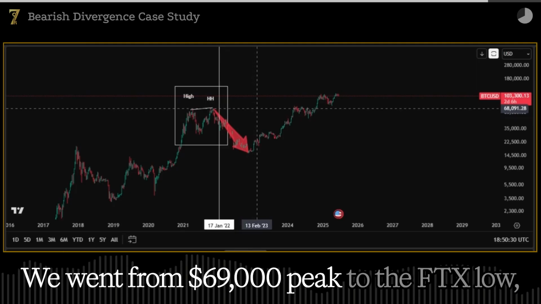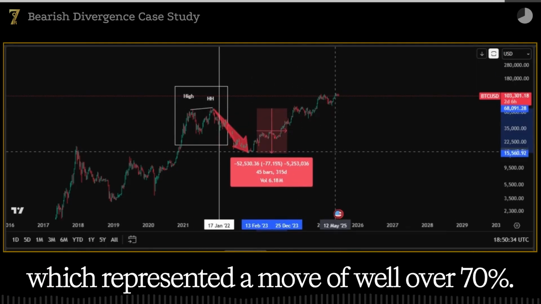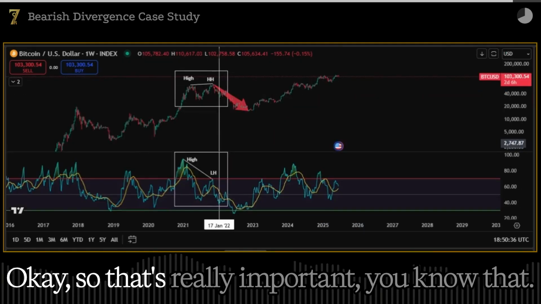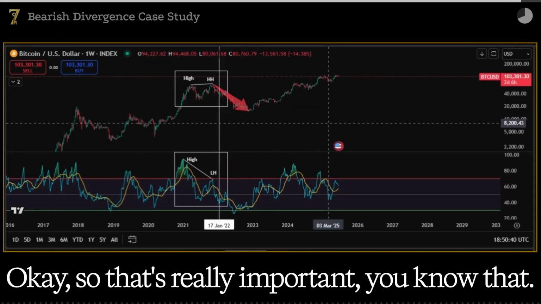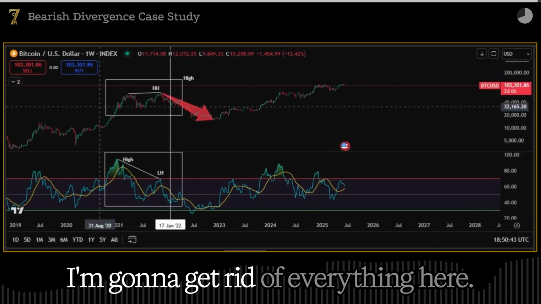And it wasn't a small collapse. We went from $69,000 peak to the FTX low, which represented a move of well over 70%. Okay, so that's really important. You know that. But now we're going to study a similar area. I'm going to get rid of everything here.